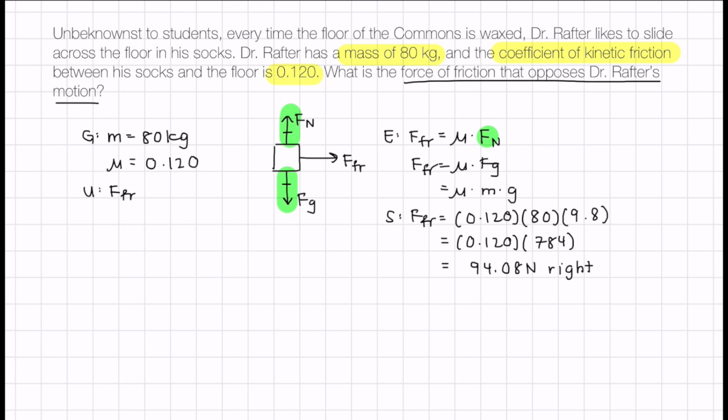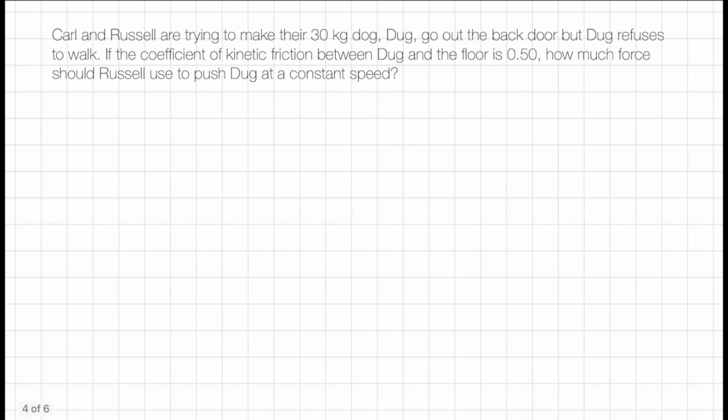All right, awesome. So that's the second problem. Let's go ahead and work on another one. So in this scenario, we have Carl and Russell, and they are trying to make their 30-kilogram dog, Doug, go out the back door, but Doug refuses to walk. If the coefficient of kinetic friction between Doug and the floor is 0.5, how much force should Russell use to push Doug at a constant speed?